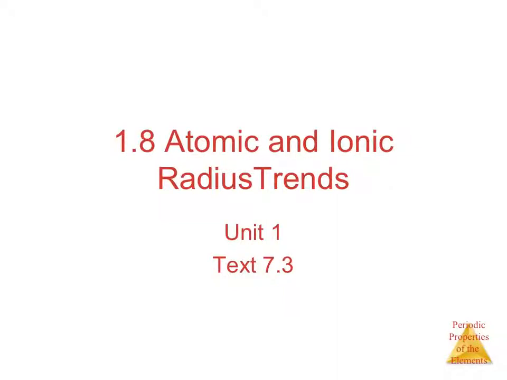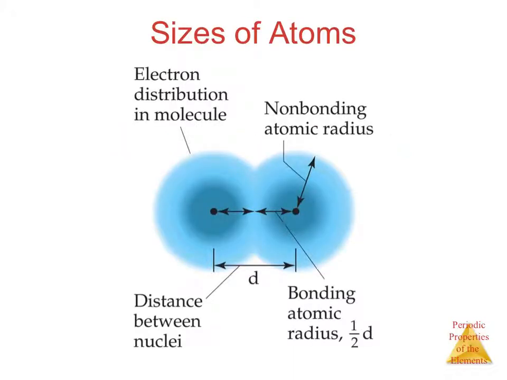Okay, in this podcast we're going to talk about the trends for atomic and ionic radius sizes. If you want to follow along in the text, it is section 7.3. Okay, so let's first talk about what we mean by the size of the atom. When we're talking about the size, we're really talking about the volume. We can also talk about the radius, and in fact, most of these trends we're talking about radius.